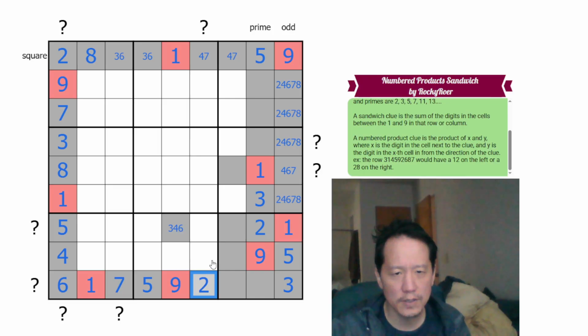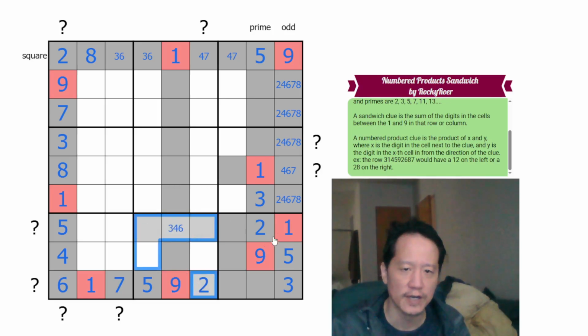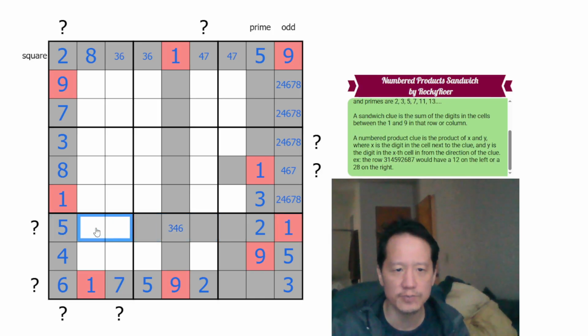So this is full, so none of these can be part of the bread. This can't be part of the bread because we already have a 1 and a 9 in the box. In the column, sorry, in the box we have a 9, and in the row we have a 1. So the 9 has to be one of these two.